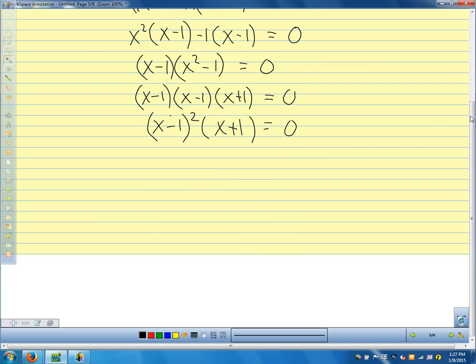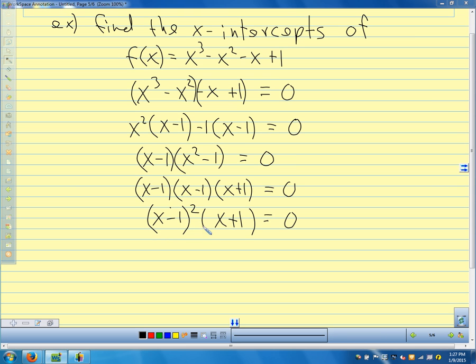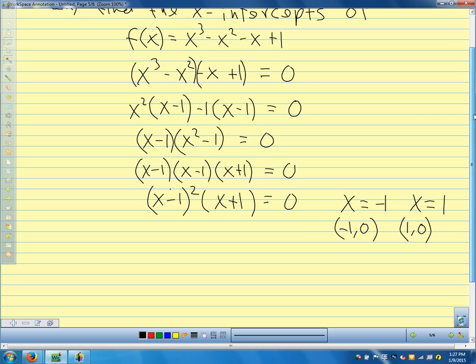All right, so what makes this equal to 0? X equals negative 1, and x equals positive 1. And our x-intercepts are points. So our x-intercepts are going to be negative 1, and what's y equal at our x-intercept? 0. And 1, 0. So those are our x-intercepts.